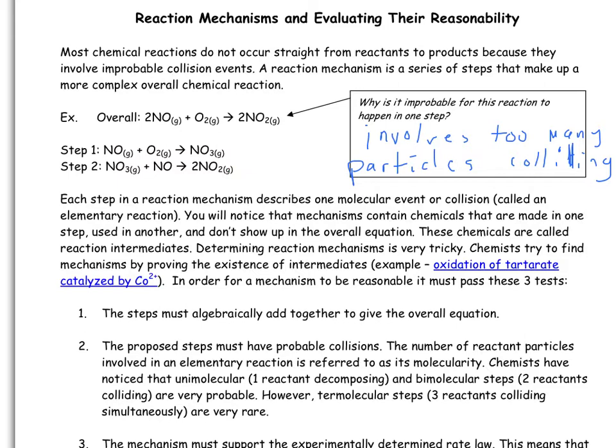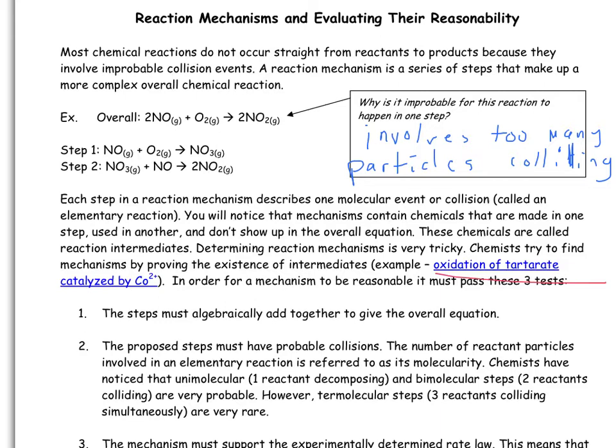Now, determining the mechanism that a reaction uses is very tricky. Chemists try to find mechanisms by proving the existence of intermediates. The easy ones are the intermediates that have a distinctive color. For example, if both of your reactants are clear and colorless, and then you see a brown color formed, and then it disappears in the process of making your products, then you know you have a two-step mechanism. Have a look at the example video on oxidizing tartrate.